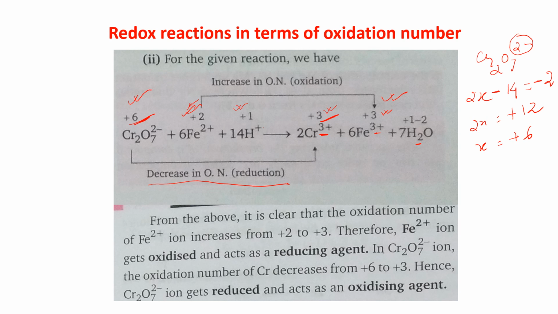So it is clear from the above that the oxidation number of the Fe2+ ion increases from +2 to +3. Therefore, the Fe2+ ion gets oxidized and acts as a reducing agent. In the Cr2O7 2- ion, the oxidation number of chromium decreases from +6 to +3. Hence the Cr2O7 2- ion gets reduced and acts as an oxidizing agent. I think it is clear to you now.